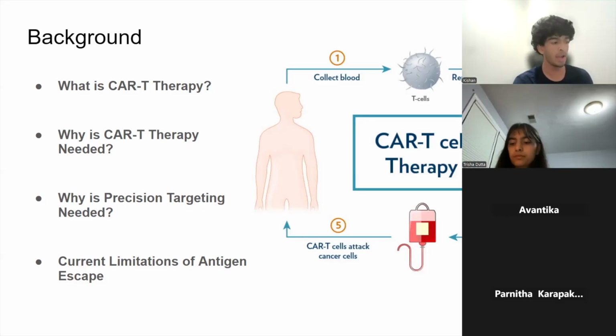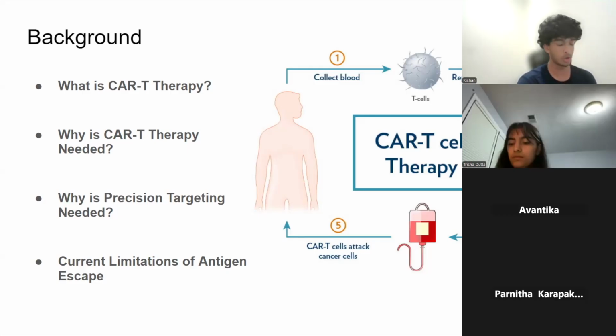So why is precision targeting needed? Precision targeting is needed in CAR T-cell therapy to prevent healthy cells from getting attacked if they possess the target antigen. For example, if an antigen present in pancreatic cancer is also found in the lungs, damage may be caused if the T cells target the cells in the lung as well.